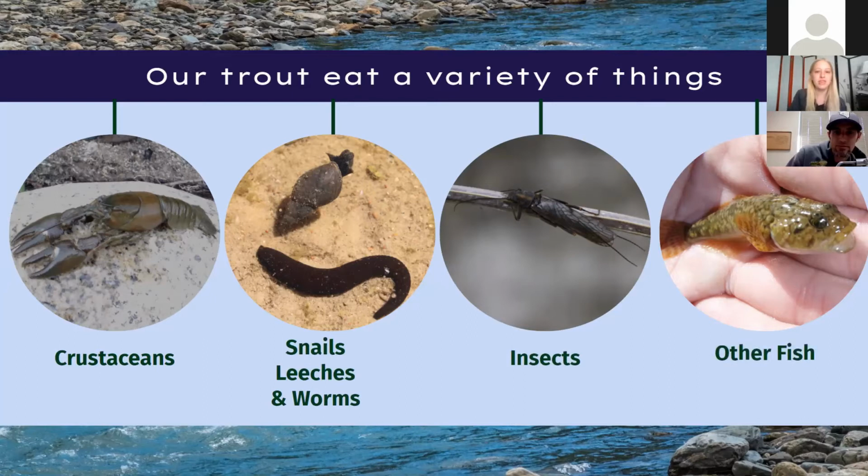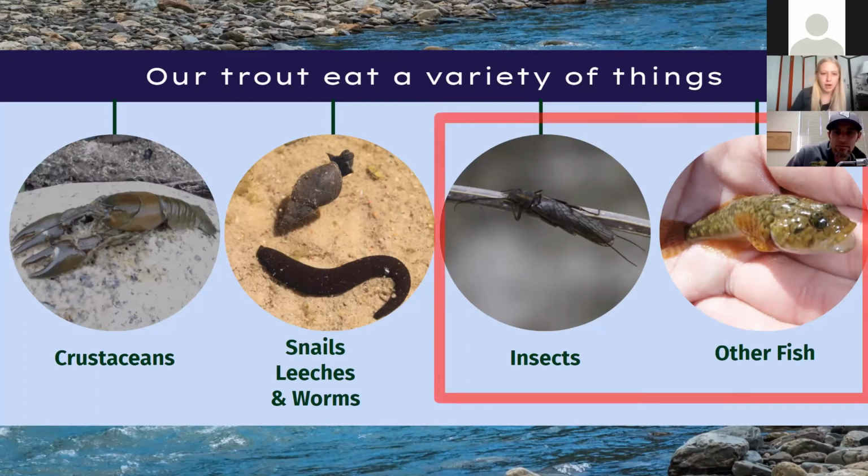So these animals that you see in front of you on the screen are going to be eating the primary producers. They like to eat the bacteria, the plants, the things that are growing, that scum that grows on the bottom of the river. That's what these animals are going to be eating. And then our trout are going to be eating these guys. We're mainly going to focus on our insects and our other fish today.